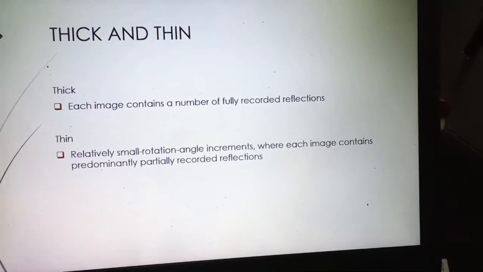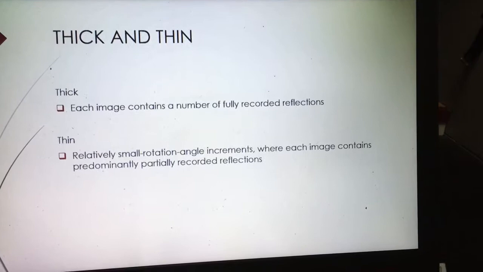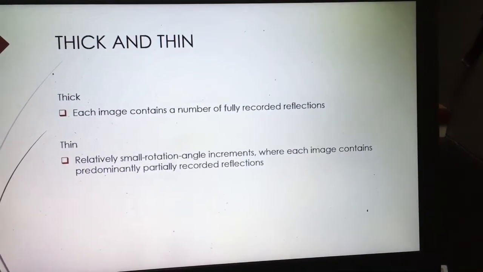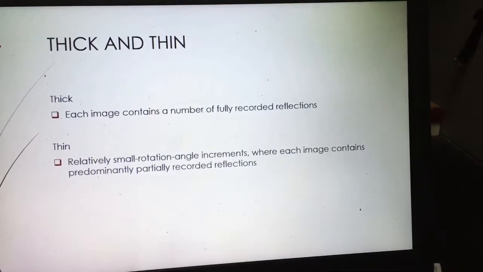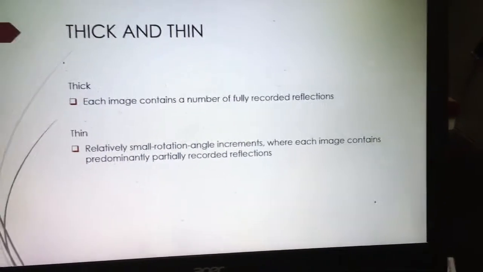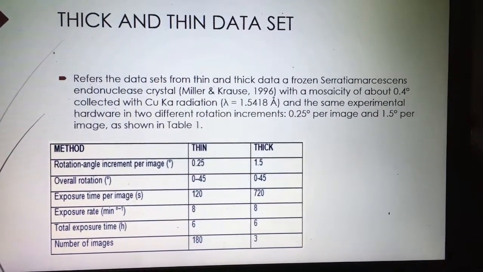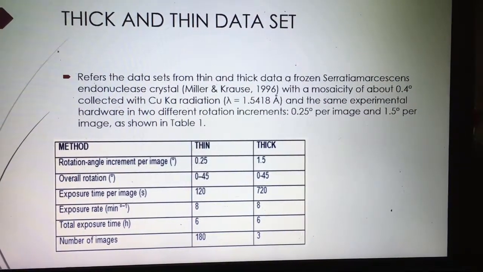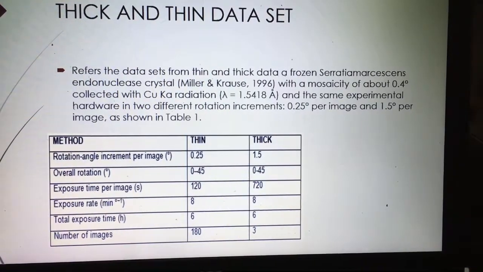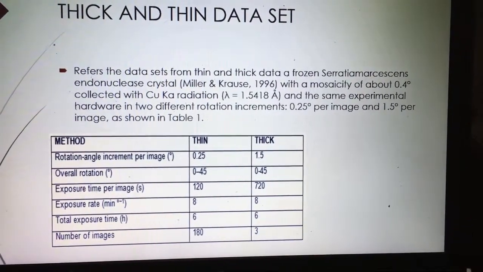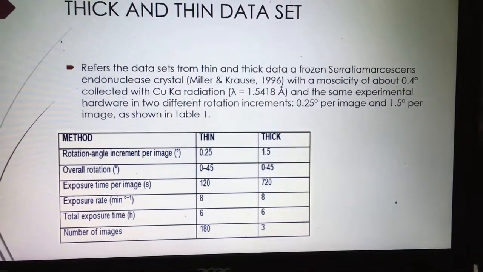This is defined for our purpose here as an increment greater than the effective mosaic spread of the crystal. Those with relatively small rotation angle increments, where each image contains predominantly partially recorded reflections, will be called thin. Thick and thin data sets. Refer to the data set from thin and thick data of a frozen crystal with a mosaicity of about 0.4 degree, collected with CuKα radiation and the same experimental hardware using different rotation increments, 0.25 per image and 1.5 per image, as shown in table 1.